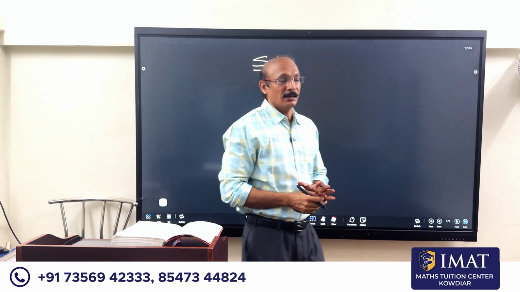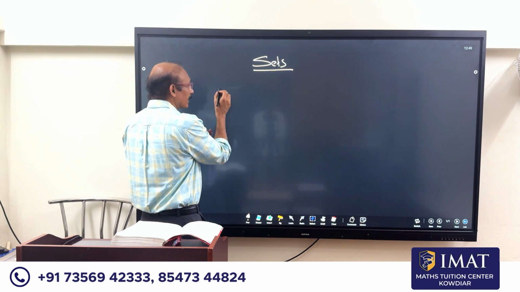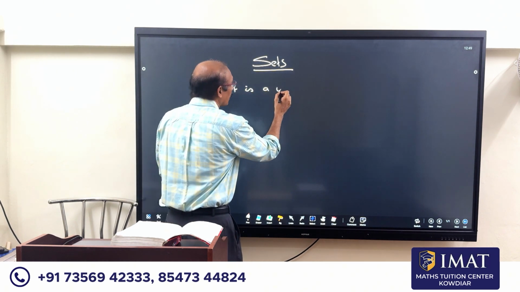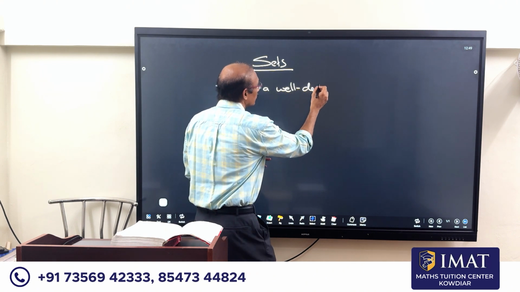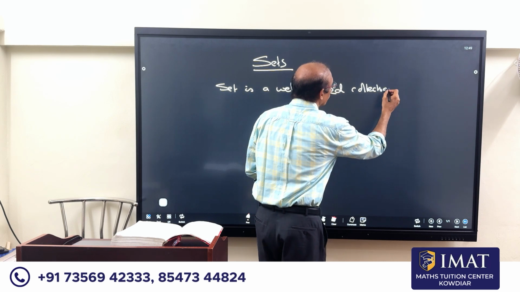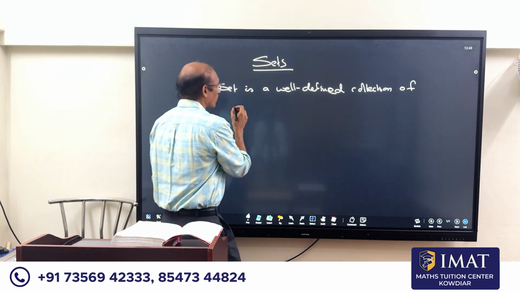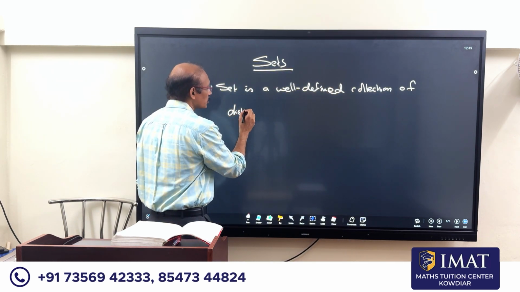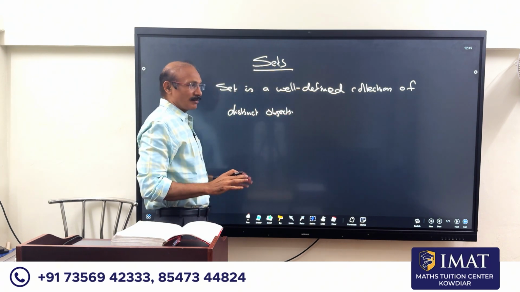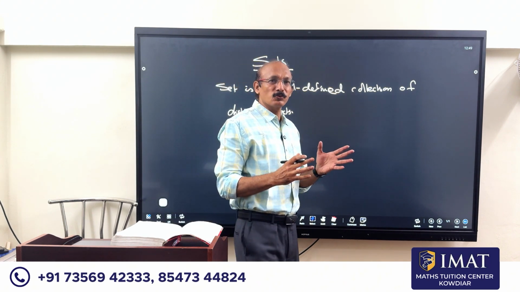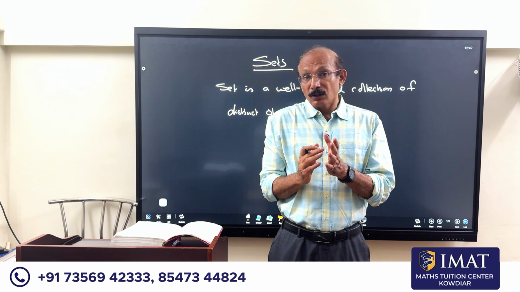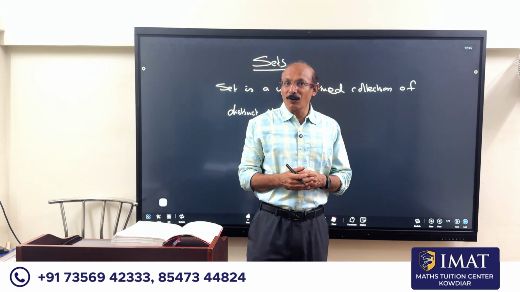Now what is a set? Set, by definition, it is like this. Set is a well-defined collection of distinct objects. So see, set is a word which is somewhat synonymous to the word crowd, a collection or a group, but not every collection or a crowd can be called a set.